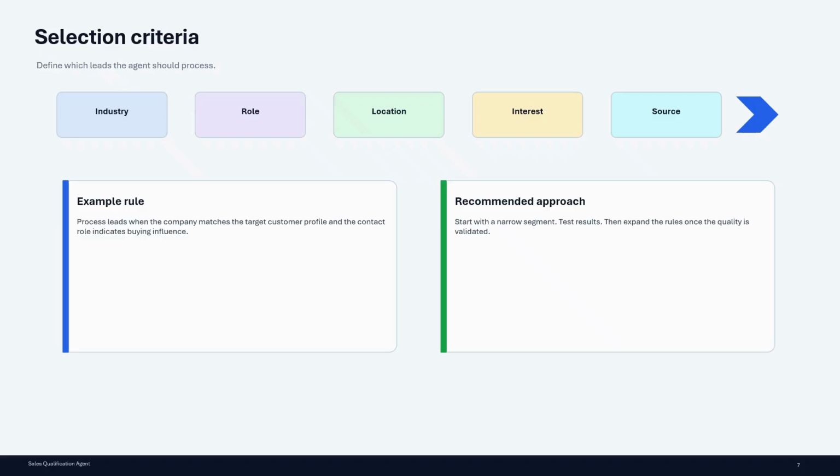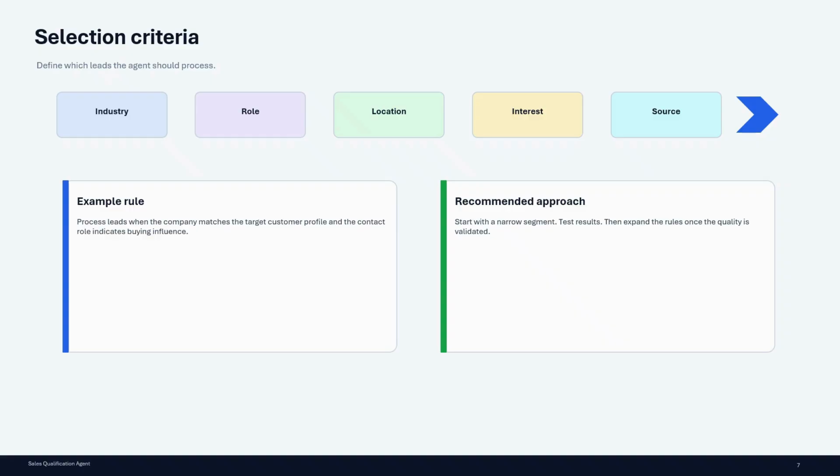Selection criteria decide which leads the agent should process. For example, you may want the agent to process leads from certain industries, locations, roles, sources, or interest types. This is useful because not every lead needs AI qualification. A good practice is to start with a narrow segment, test the quality of results, and then expand the criteria slowly. This helps avoid noise and makes the agent more reliable for the sellers.